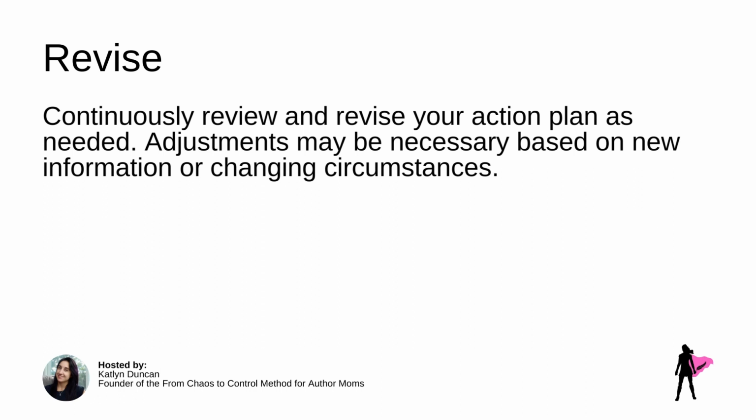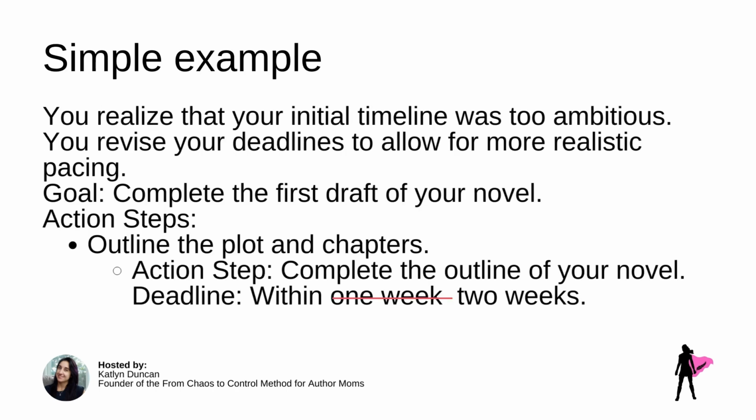And continuously reviewing and revising your action plan as needed. Adjustments may be necessary based on new information or in the instance of changing circumstances. So, back to that simple example, once you got started, you realized that your initial timeline was too ambitious. You revised your deadlines to allow for more realistic pacing. So, instead of completing the outline of your novel within 1 week, say something came up or you overestimated your time, you can change that to 2 weeks.